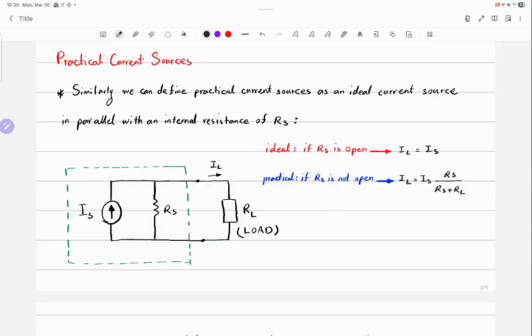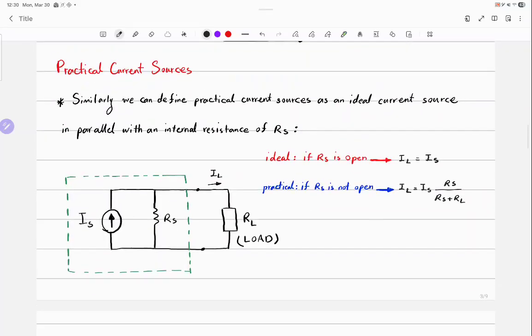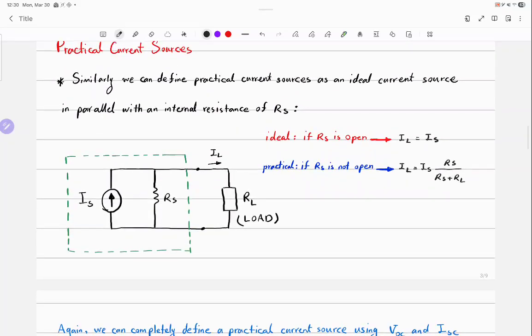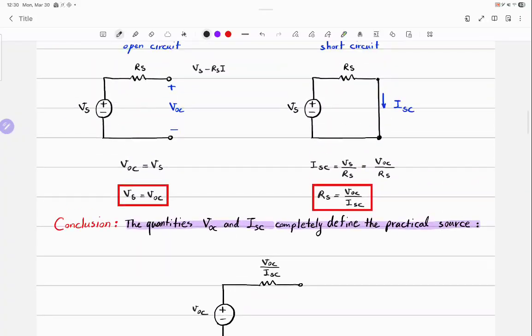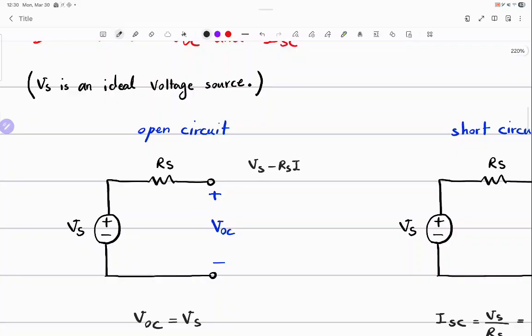Okay? Now, let me ask you one question before moving forward. So this is the practical voltage source. What should be the value of RS for the whole thing to become ideal?